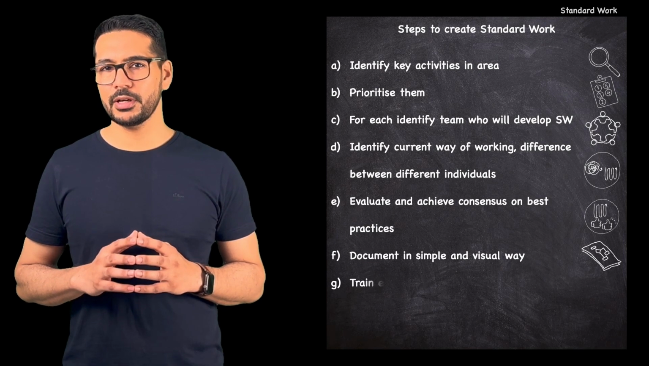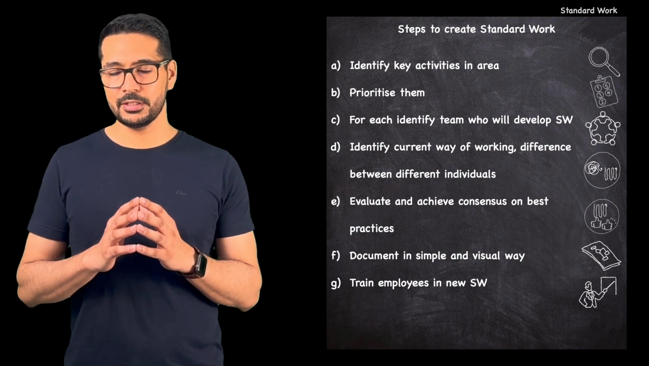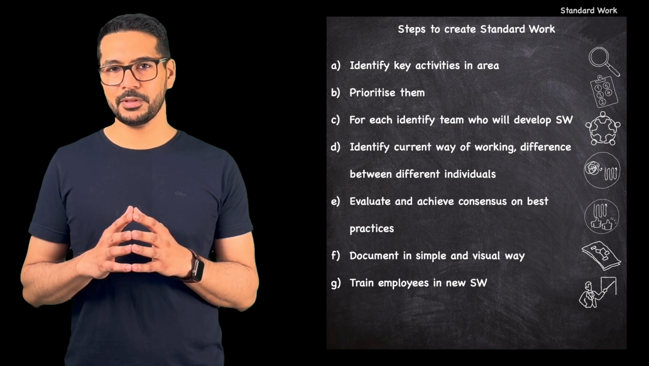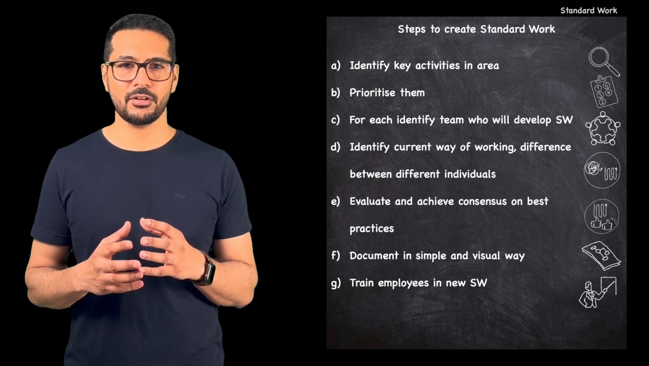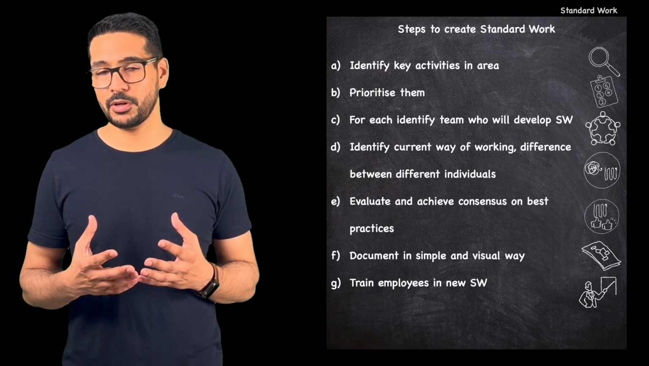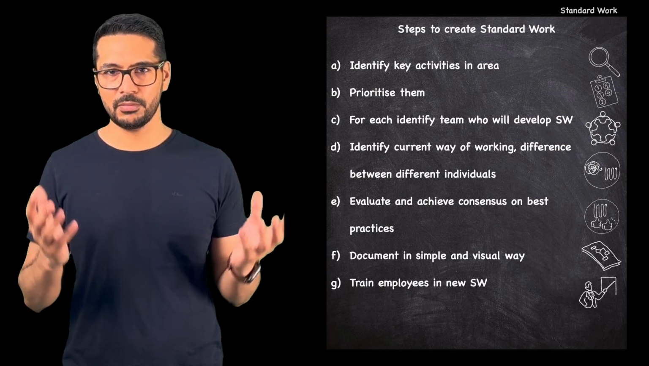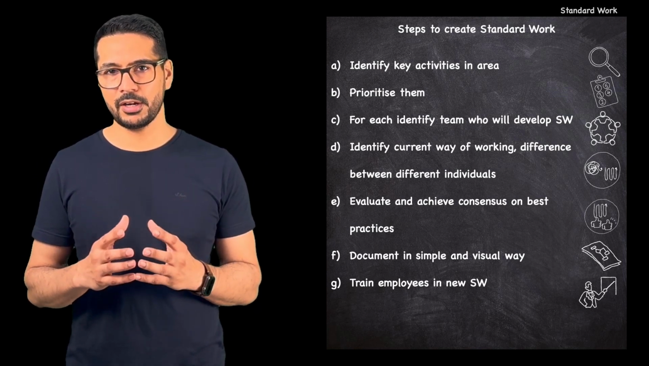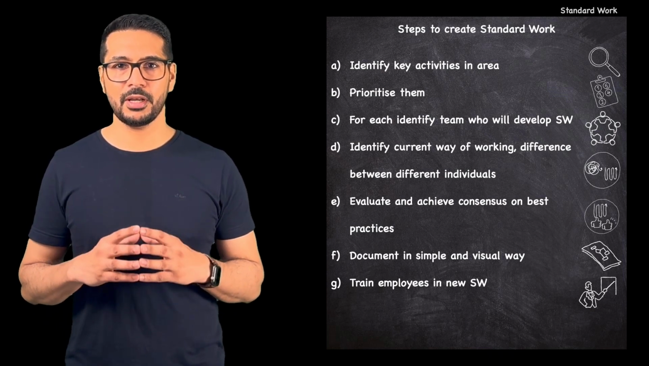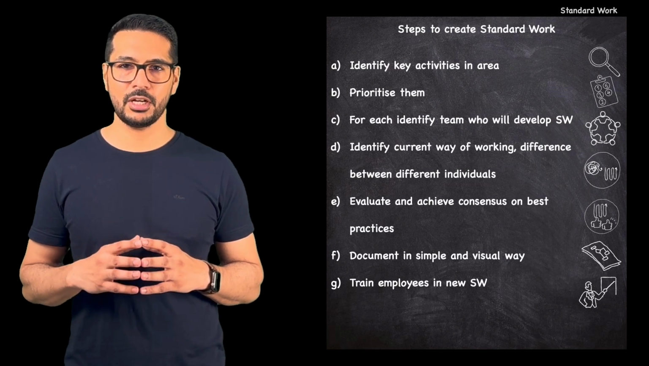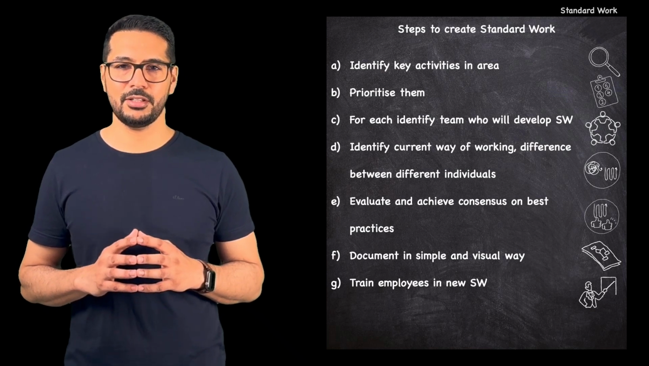And once that document is ready, the next step is to train the people with this standard work, because it might happen that everybody has to adjust 10 to 20 or maybe 30% of the way they are working, because now the right way of working, or the best practices, has been defined in a team after the consensus and visually presented on one page. Now the people might have to adjust, and for that we need to train them in the new way of working that we have defined as standard work.